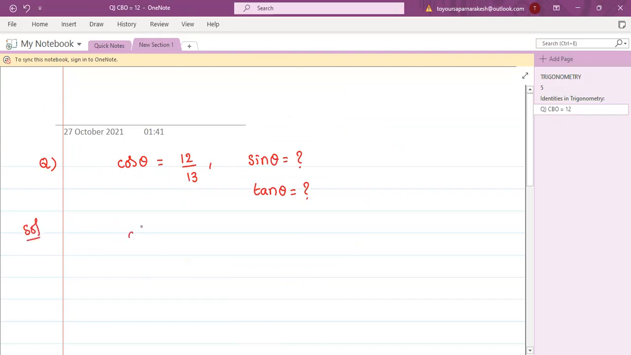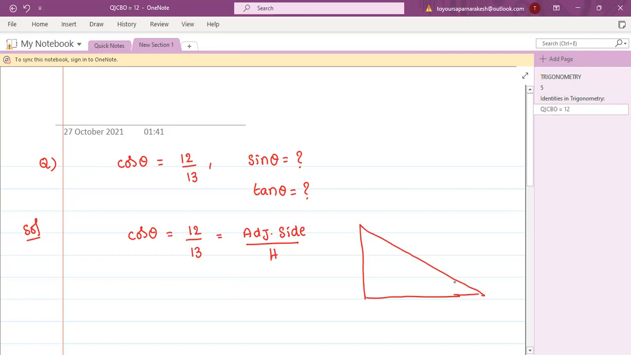So in the question, cos theta is given as 12 upon 13. But generally, how do we find cos theta? Cos theta means length of the adjacent side upon length of the hypotenuse. Now this is the equation of cos theta. So now you form a right angle triangle, and this angle is theta.